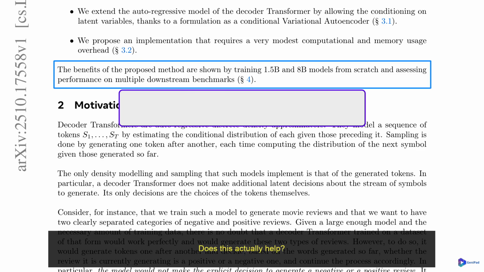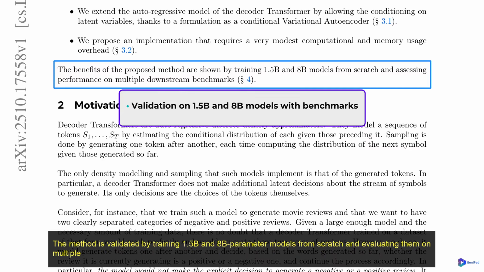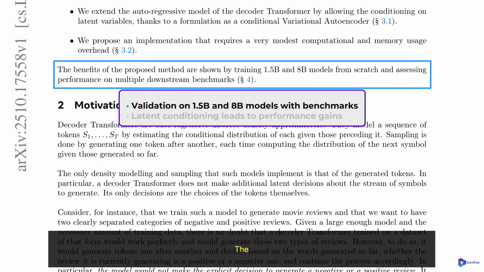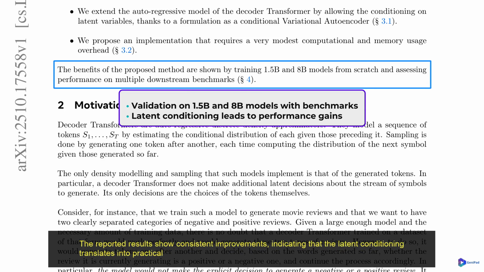Does this actually help? The method is validated by training 1.5B and 8B parameter models from scratch and evaluating them on multiple downstream benchmarks. The reported results show consistent improvements, indicating that the latent conditioning translates into practical performance gains.